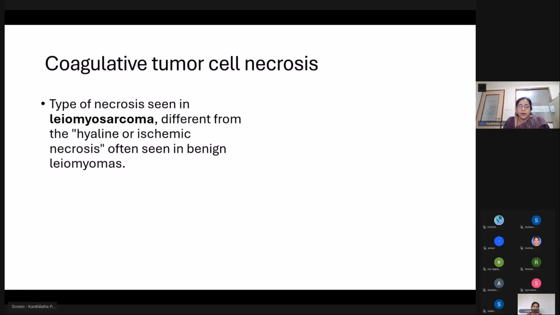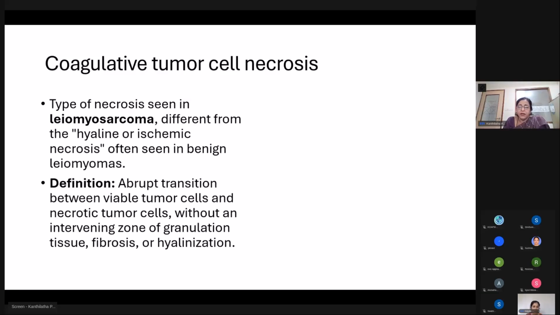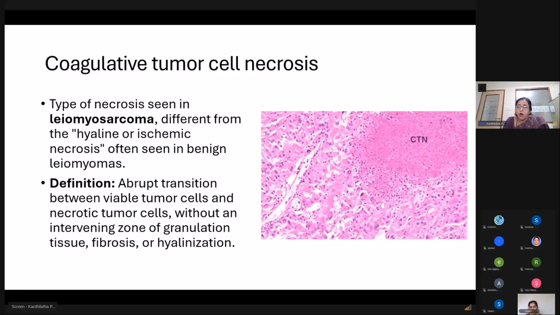of leiomyosarcoma. Now, what is this coagulative tumor cell necrosis? This is different from the ischemic necrosis or the hyaline necrosis that we often see in benign leiomyomas. So how is it different? Here you see an abrupt transition of viable tumor areas to an area of necrosis without intervening areas. When there is ischemia, it develops slowly. The tumor outgrows its blood supply, so it slowly shows ischemic necrosis. So you will see granulation or fibrosis or hyalinization around the necrotic areas. So that's ischemic necrosis, and that's not regarded as a criterion for leiomyosarcoma.